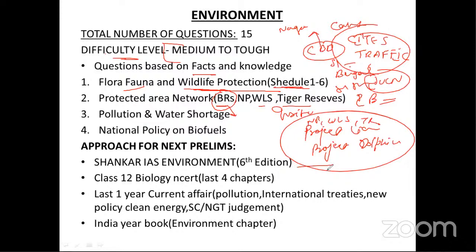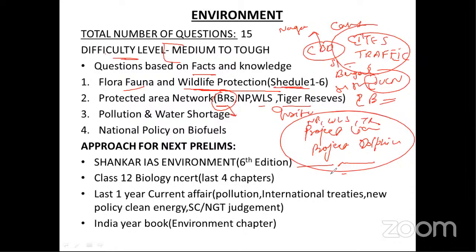UPSC in the last couple of years has been asking questions where they give the name of a biosphere reserve, and you have to find out which of the following protected areas is part of that particular biosphere reserve. For example, the Agasthyamalai Biosphere Reserve. Now you have to find whether Sathyamangalam Tiger Reserve is a part of it or not. Nanda Devi National Park, Nilgiri: is it a part of it or not. So this is what UPSC asks in questions from environment.